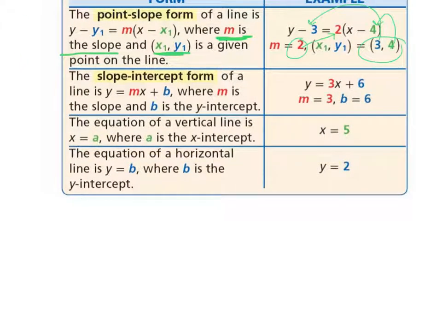Next we have slope-intercept form, which is y is equal to mx plus b, where m is the slope again, and b is the y-intercept. What does it mean to be a y-intercept? It's where the line crosses the y-axis.